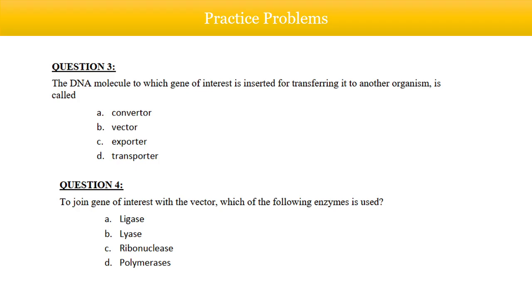For question number 4, it says to join a DNA gene of interest with the vector, which of the following enzyme is used? Ligase, lyase, ribonuclease, and the polymerase. We know it's a ligase enzyme. So ligase enzyme joins the 5' phosphate with the 3' OH with the help of ATP. ATP is very important as it provides the energy. So question number 4, it's A.